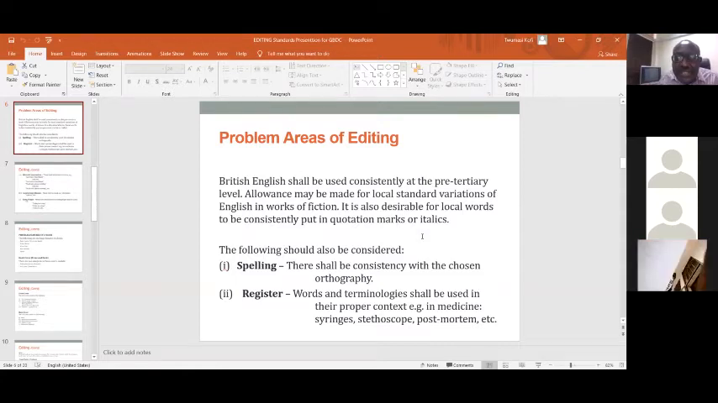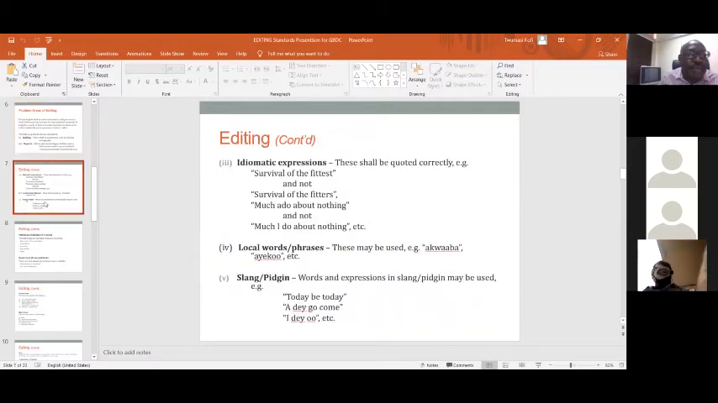As far as spelling is concerned, in the standard, we are saying there shall be consistency with the chosen orthography. I think I've already explained that. Now, you should be very careful. If you are, for example, talking about the hospital situation, use the correct register. For example, in medicine, you talk about syringes, stethoscope, postmortem, and so forth and so on. You must be consistent in using the correct register.